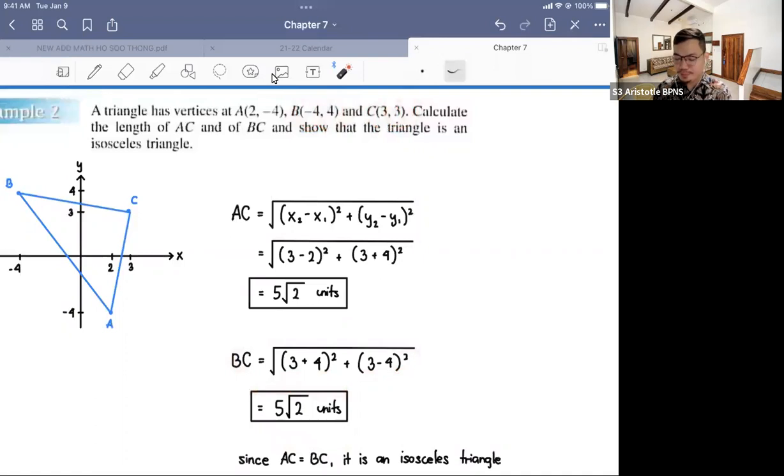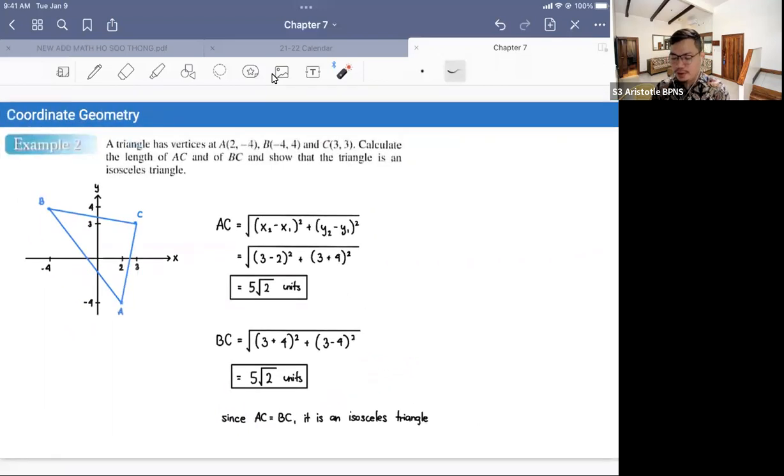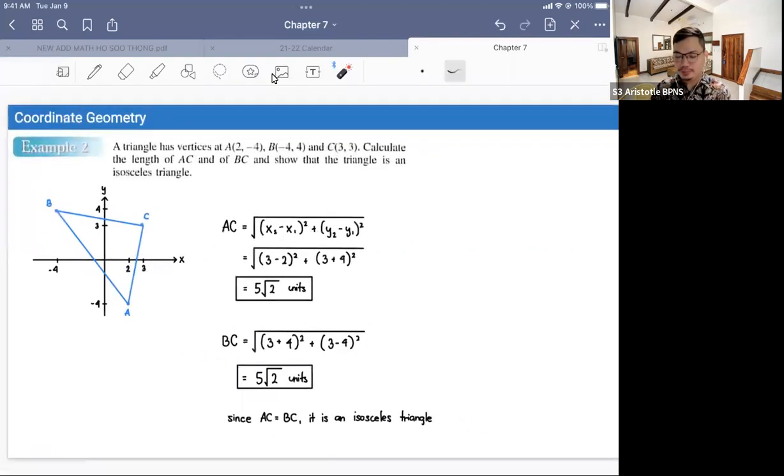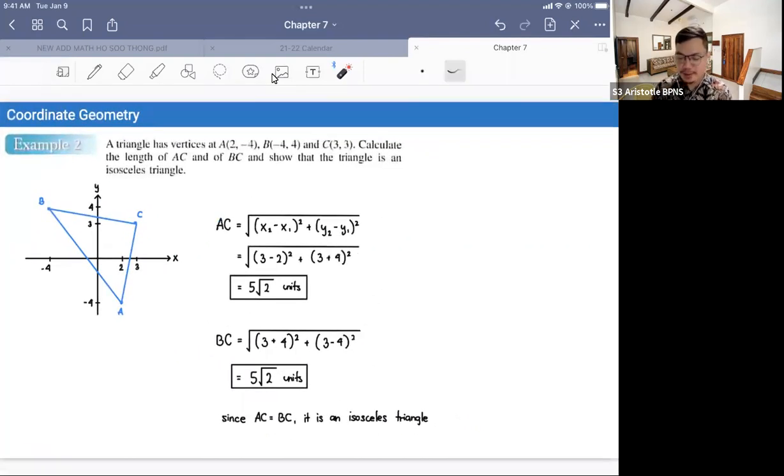So therefore, if you have two equal sides, you have an isosceles triangle. So again, since AC is equal to BC, it is an isosceles triangle. Okay, any question, class, for example number 2? Okay, so that means that these are supposed to be equal, right? So they're equal, those two sides. Okay. All right, no question.